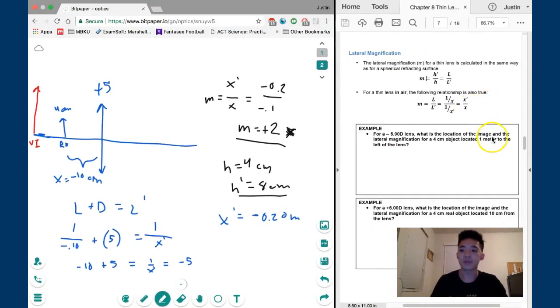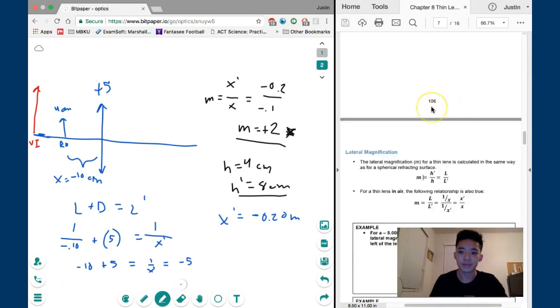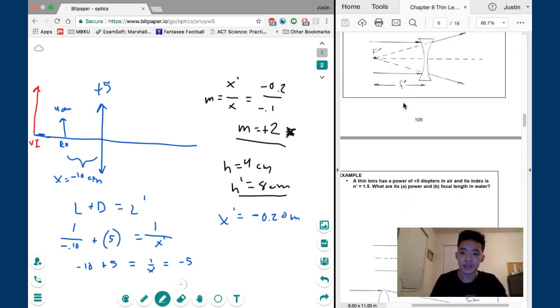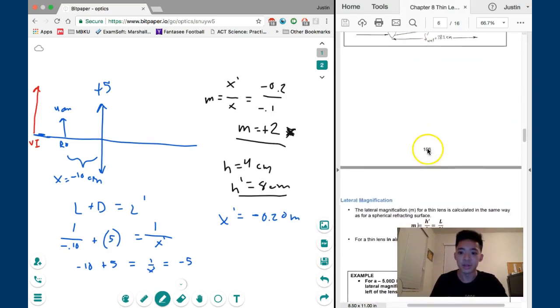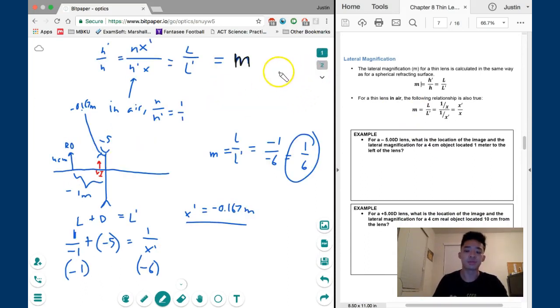Okay, so last video was the first half of thin lenses, or the intro and the thin lens types and the equation, and I worked out these two problems. So now we're on lateral magnification, and magnification is something you've seen before in the previous chapter. So magnification tells you how much something kind of changed in size.